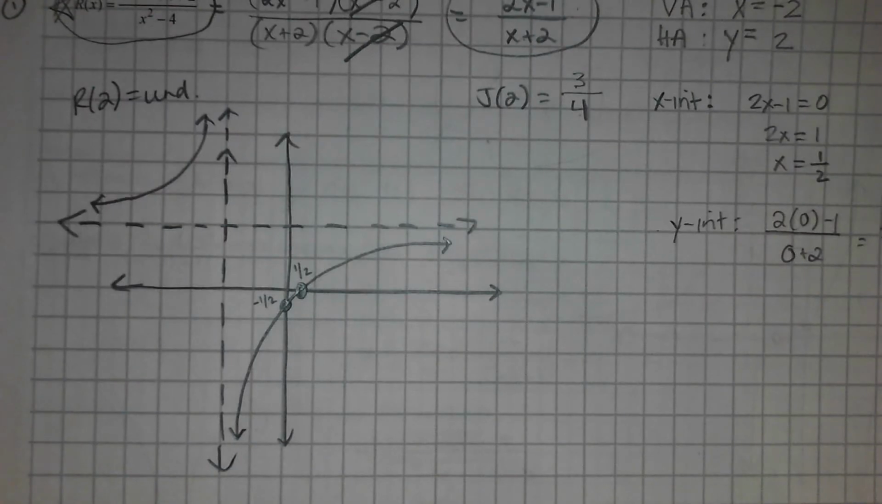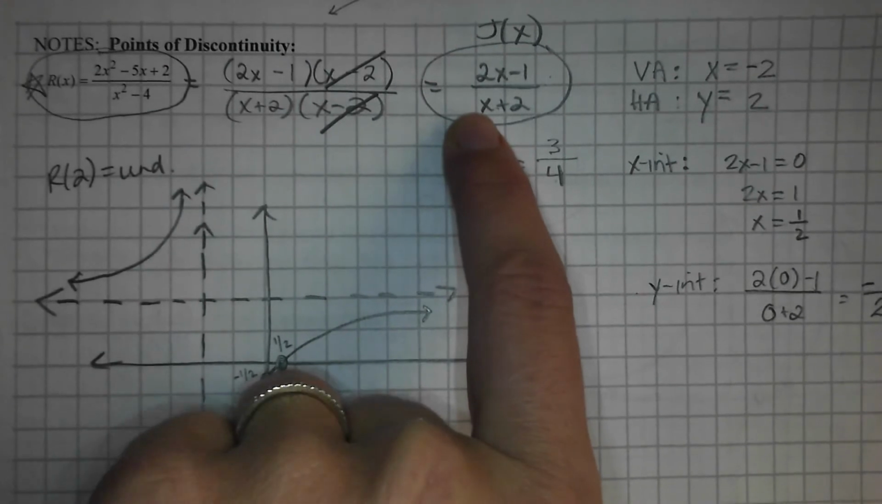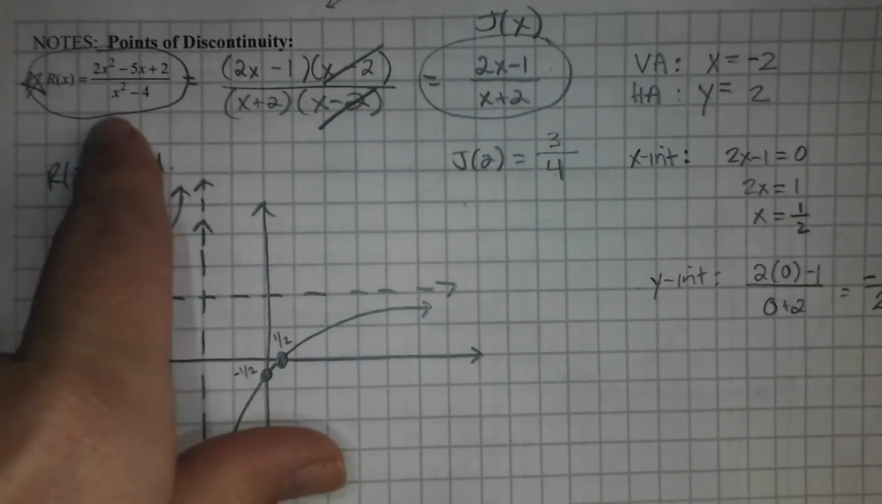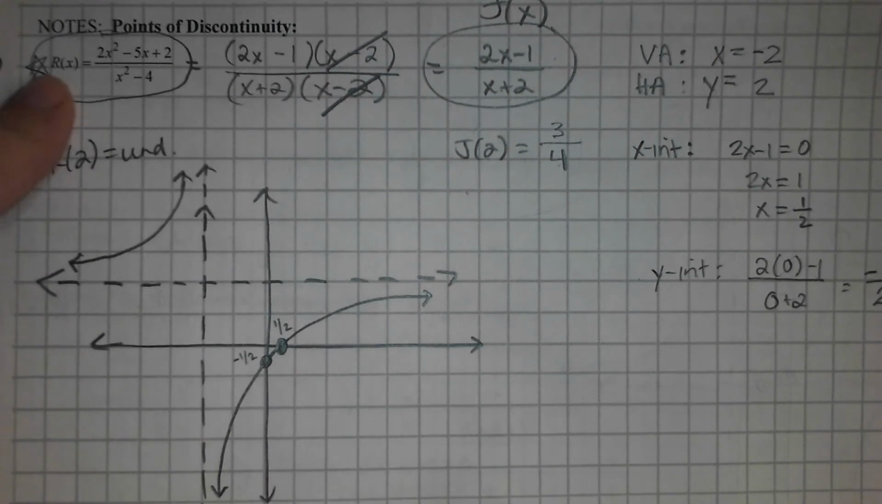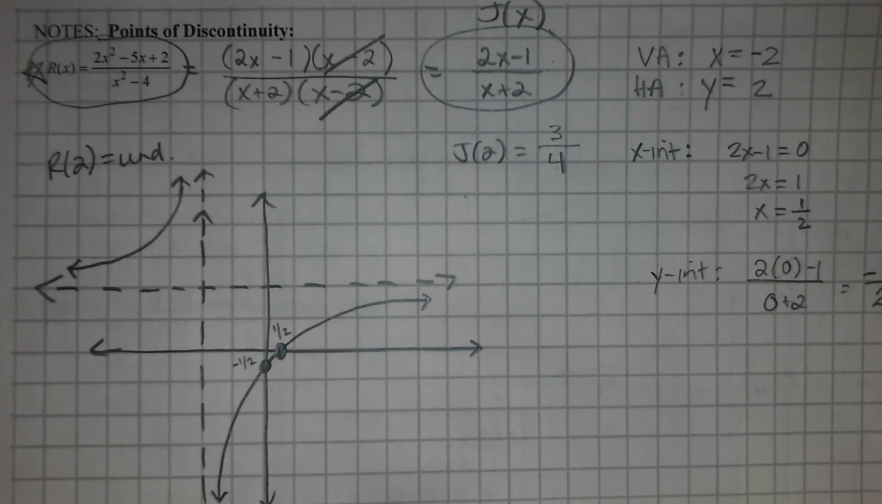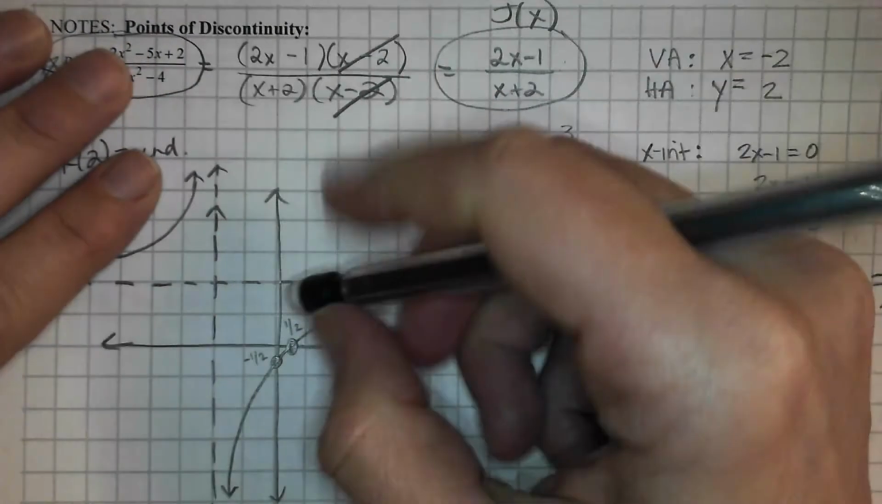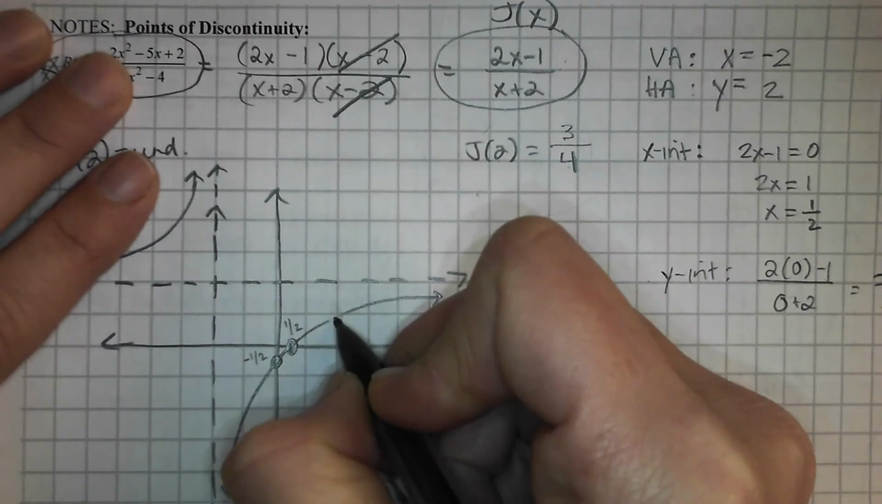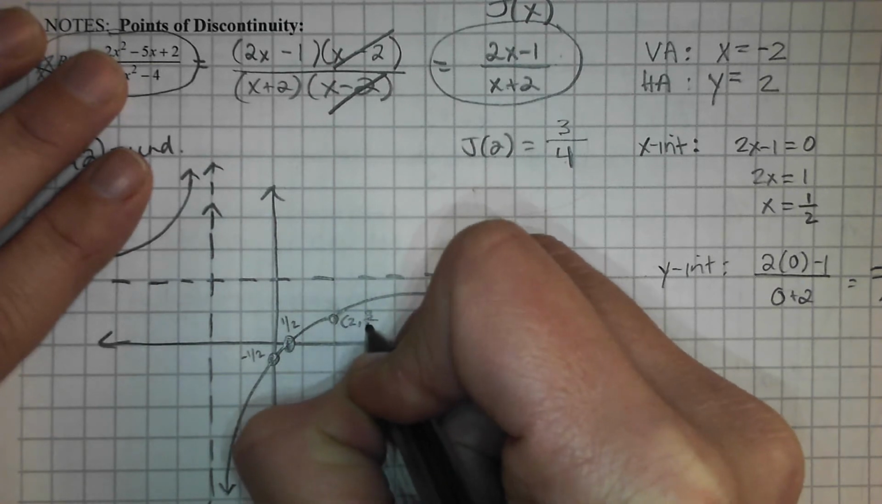The only problem is we just graphed j of x. And it's going to look exactly the same as r of x, except that in r of x, which is what we're supposed to be graphing, this should be undefined at 2. So at 2, we need to put a hole there. And it does kind of work out. It should be at 2, 3/4.